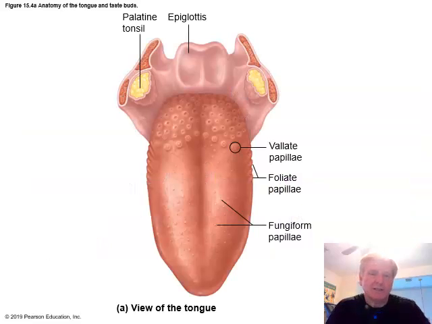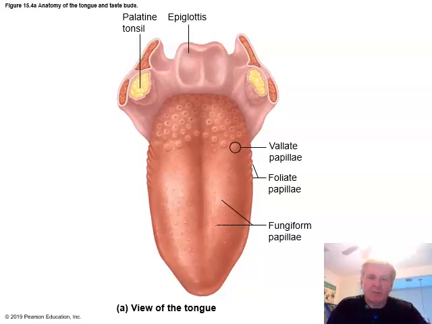So this is an anterior view of the tongue, revealing the vallate papillae on the back of the tongue, the foliate papillae on the lateral surface of the tongue. Now, foliate papillae will have taste buds in childhood, but as you reach adulthood, you lose the taste function of the foliate papillae.